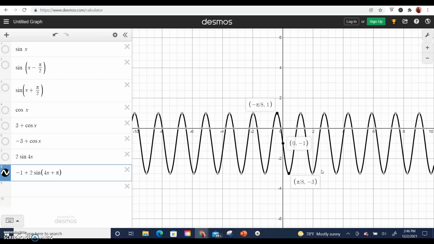So that is how you would graph a cosine or a sine function that has multiple translations, that has a change in amplitude and a change in period. You will go through that process.